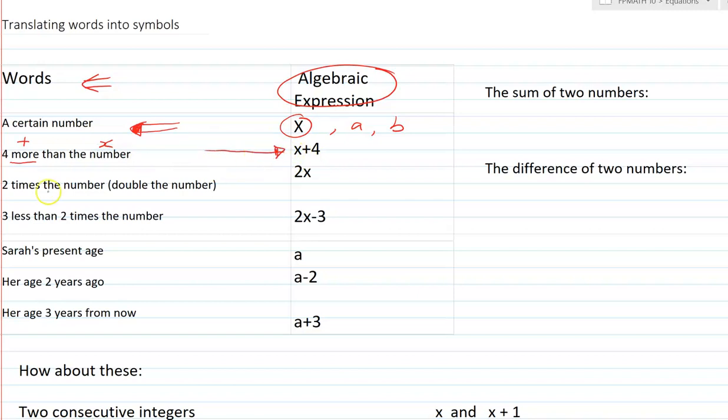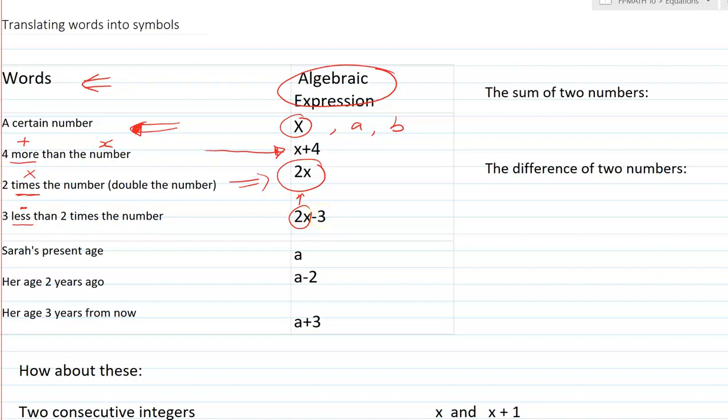And 2 times the number, times means multiplication, or double the number. So that means 2 times x. So here that is. And so forth and so on. The 3 less means subtraction. That's the minus sign. Okay, then 2 times the number minus 3. So we know what the 2 times the number is from the top, and you take away 3 from it. So minus 3. Very good.